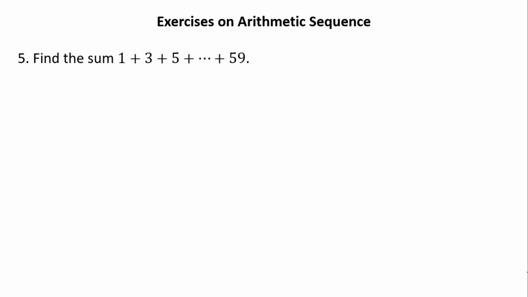Item number 5. Find the sum 1 plus 3 plus 5 up to 59. Since this is already an arithmetic series, we'll use the formula S sub n equals n over 2 times 2a sub 1 plus n minus 1 times the common difference d. However, we don't know yet the number of terms, but we know that a sub 1 equals 1. Common difference is obviously equal to 2. And we still have to find the value of n, or the number of terms.